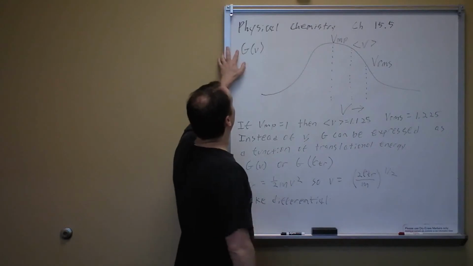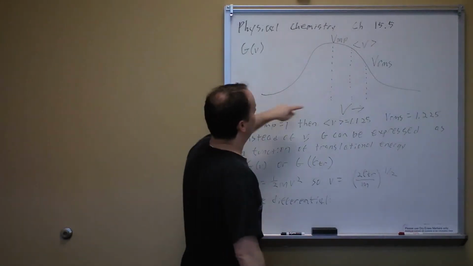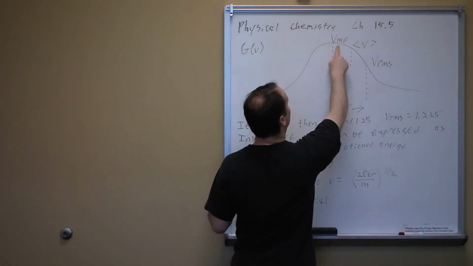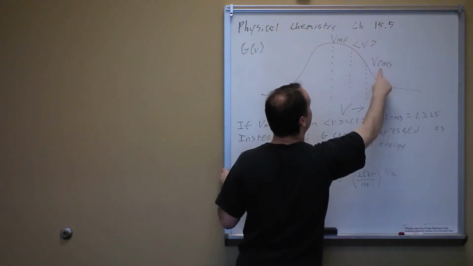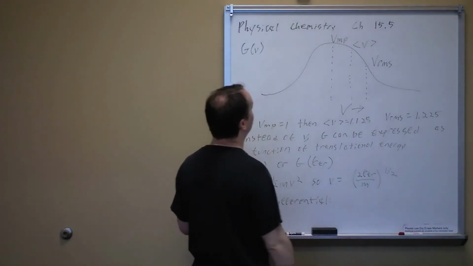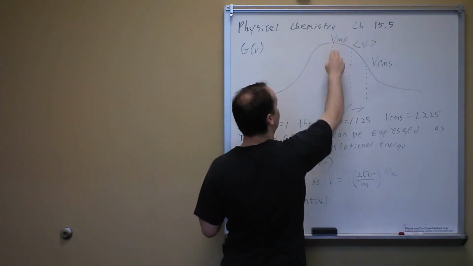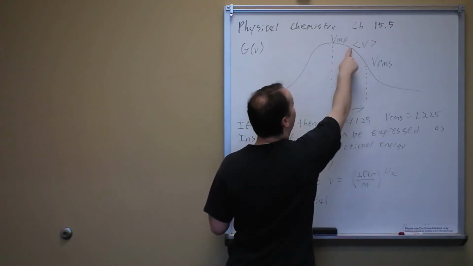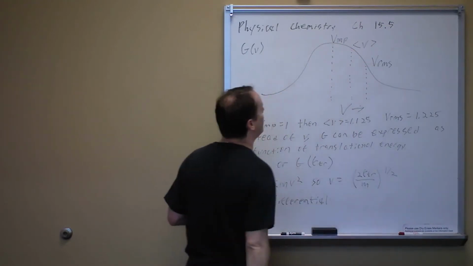Okay, so this is our curve, capital G of V. So V is speed, remember. So we've got formulas for the most probable speed, the average speed, and the RMS speed. This is what they mean on the curve, remember. So we know vmp, that's at the peak here, where the derivative is equal to 0. Average speed is a little bit higher, and vRMS is even higher than that.